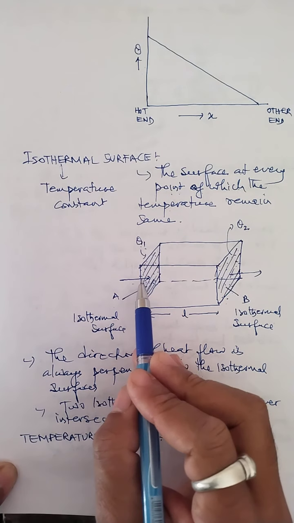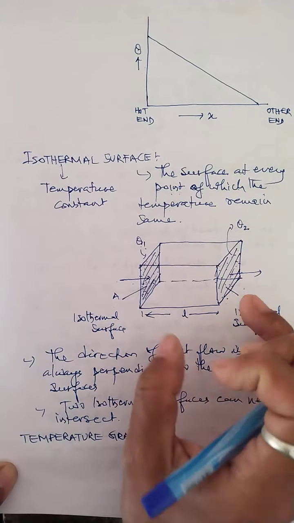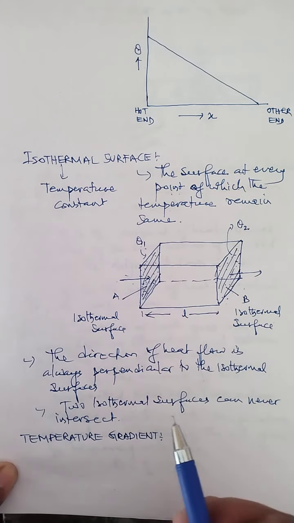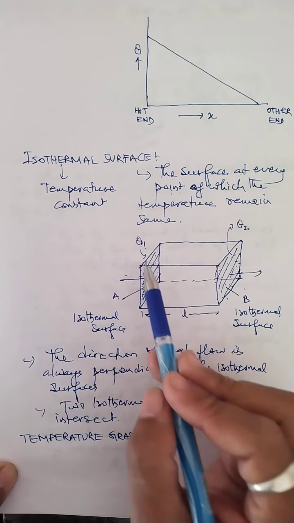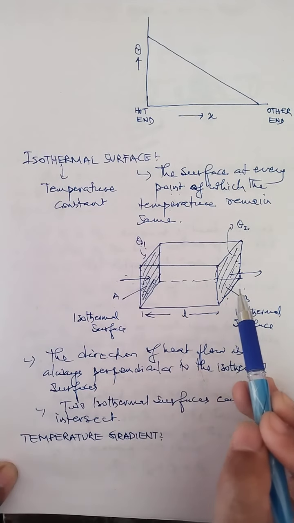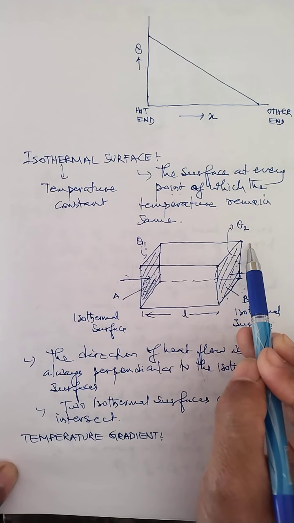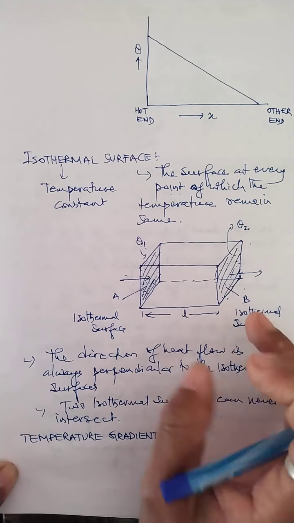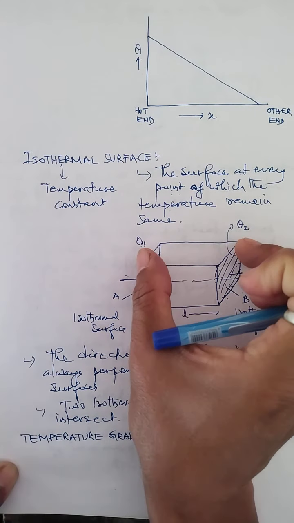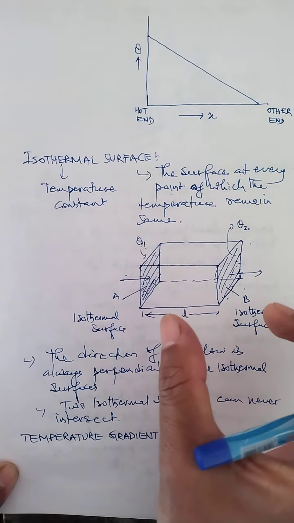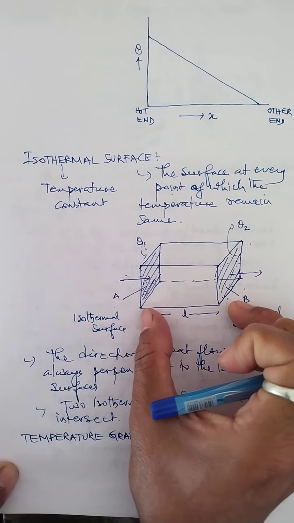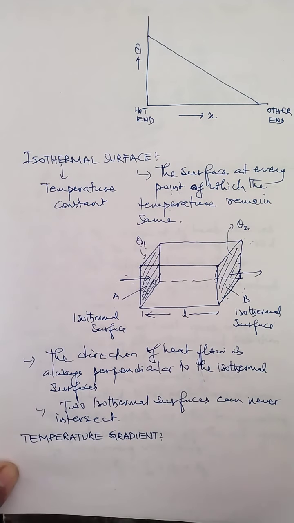See, heat is flowing from this end to the other end. So there is a distance between the two surfaces and there is a difference in temperature. When you move from surface A to surface B, temperature decreases, but this temperature decreases with respect to distance. And this rate of change of temperature, or we can simply call it the change in temperature with distance between two surfaces, is actually called what? Temperature gradient.